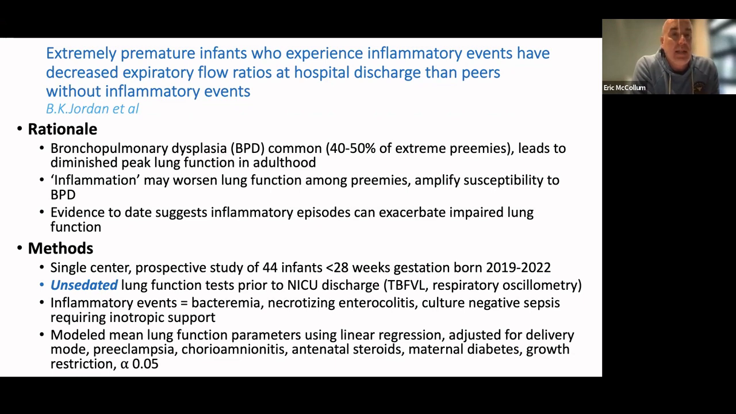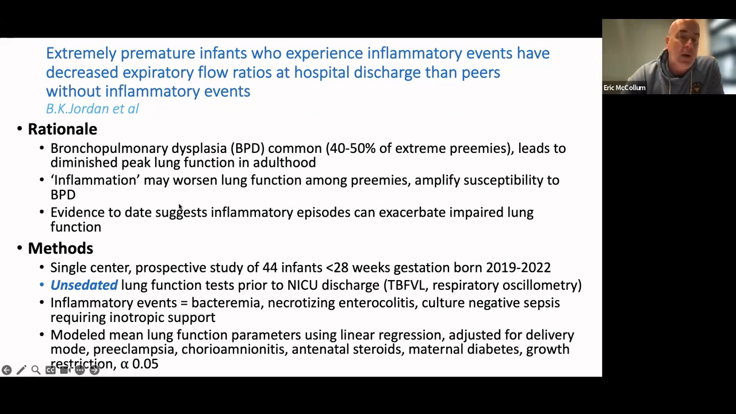So Jordan and colleagues, the title of their abstract is Extremely Premature Infants Who Experienced Inflammatory Events Have Decreased Expiratory Flow Ratios at Hospital Discharge than peers without inflammatory events. So the title gives the take home here, but I thought it was useful. This is how I structured it, going through the rationale, methods, results, and then the conclusion.